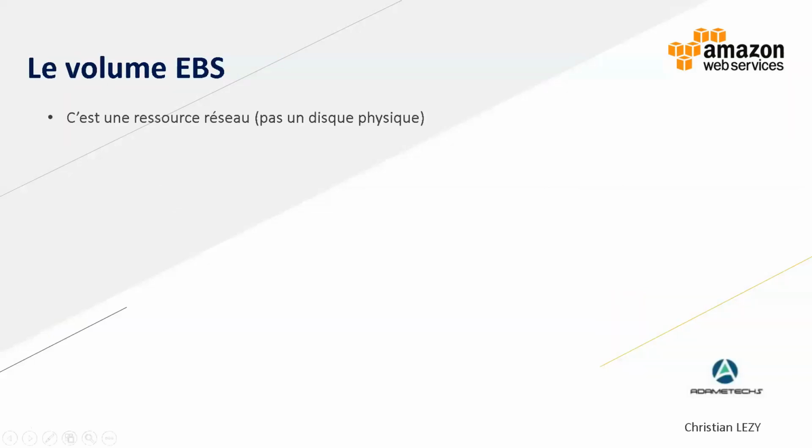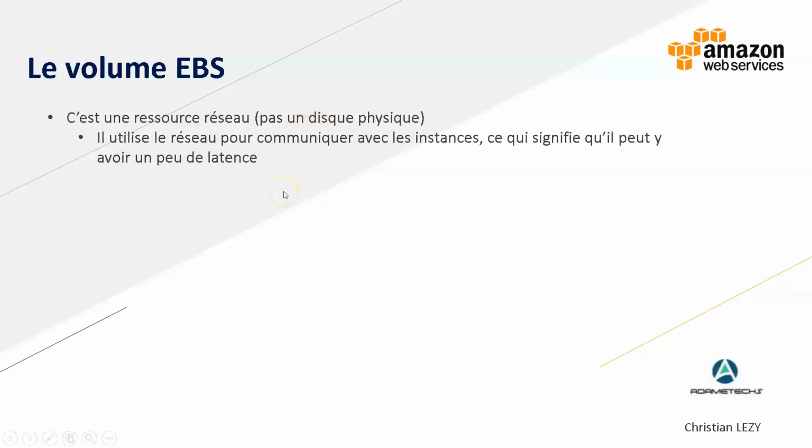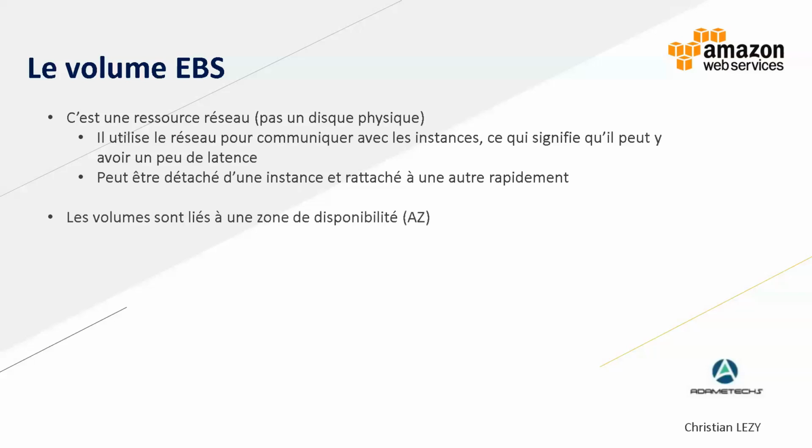The EBS volume itself is a network resource. It's not a physical hard disk attached to your instance. It uses the network to communicate with the instances, which means there may be some latency when using an EBS volume. It can be detached or attached to another instance very quickly.